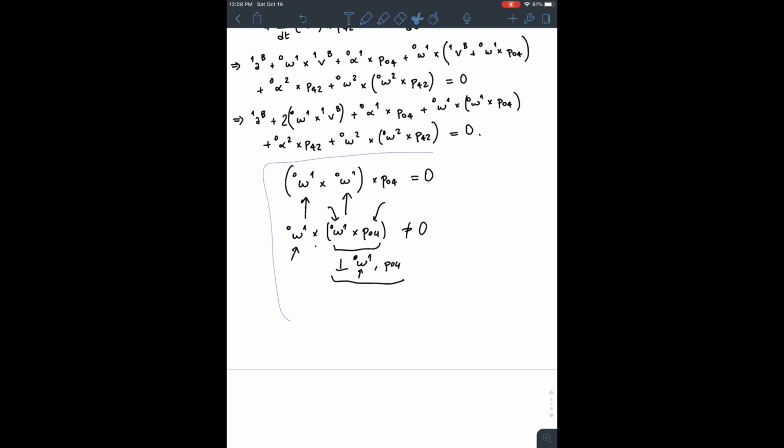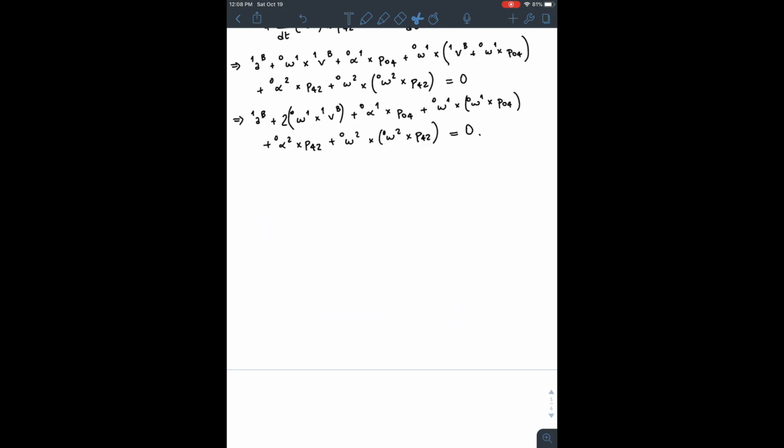Let me erase those parts. Okay. Similar remark goes for this term, of course, right? You cannot change the order of multiple cross products. That's the important bit.